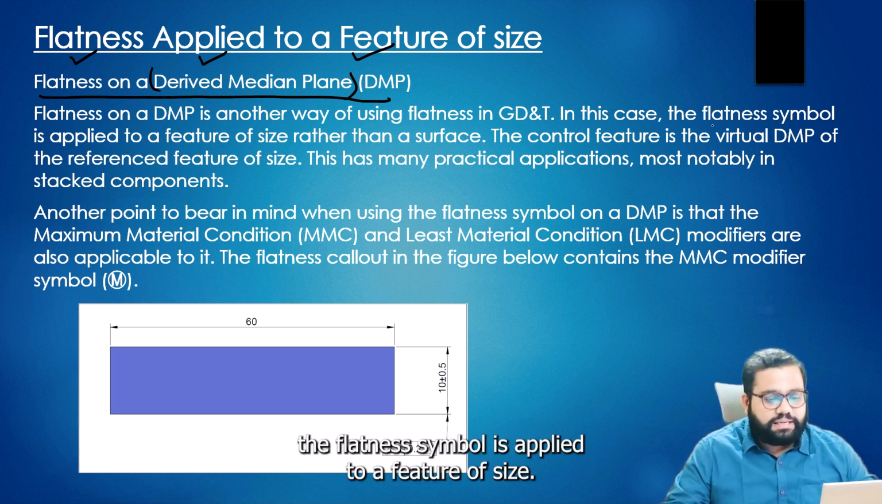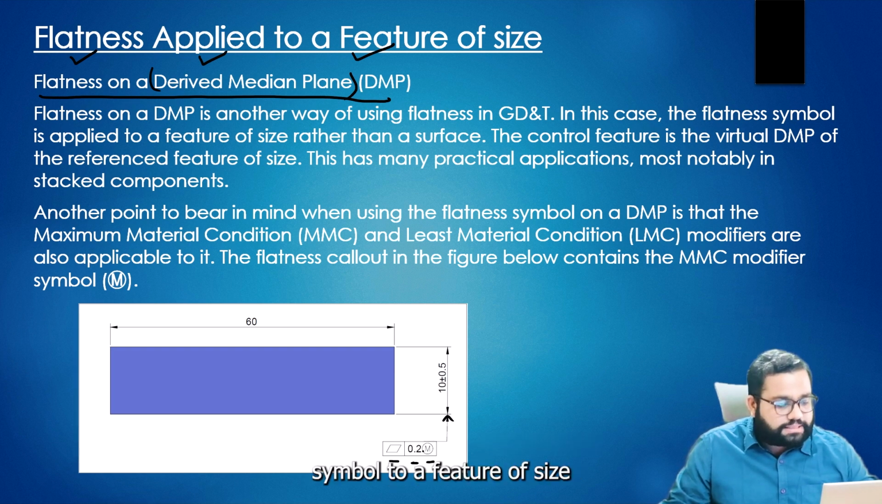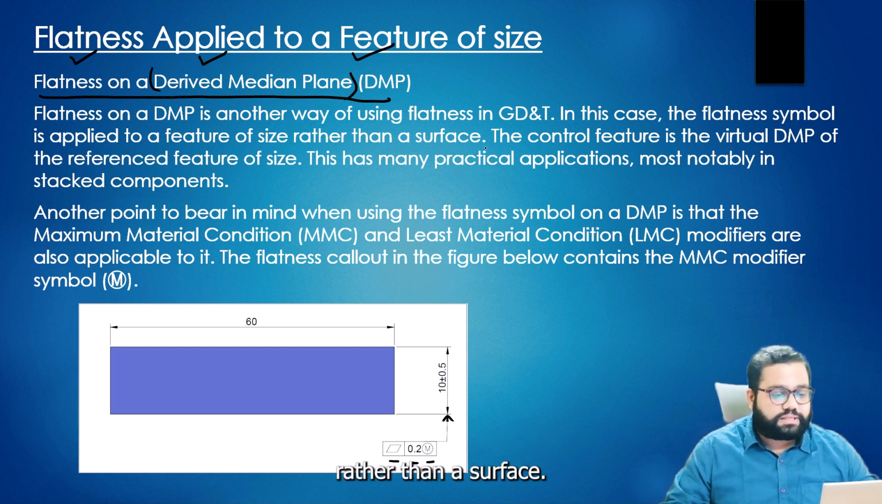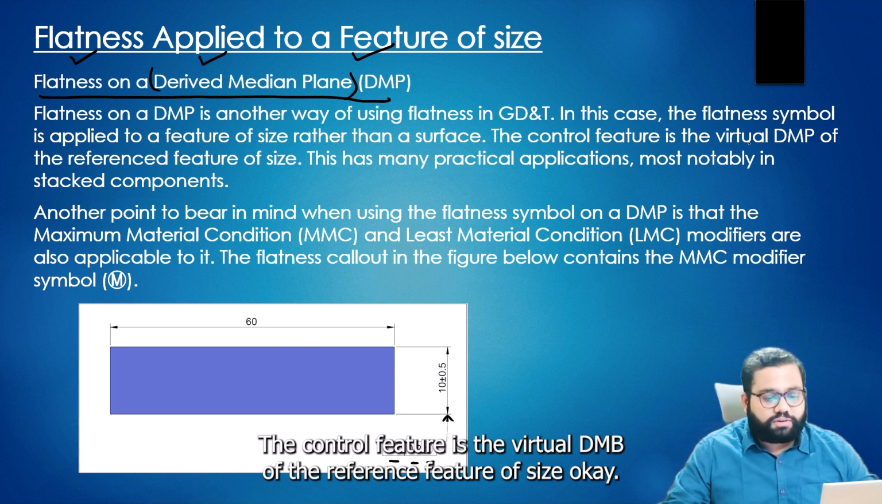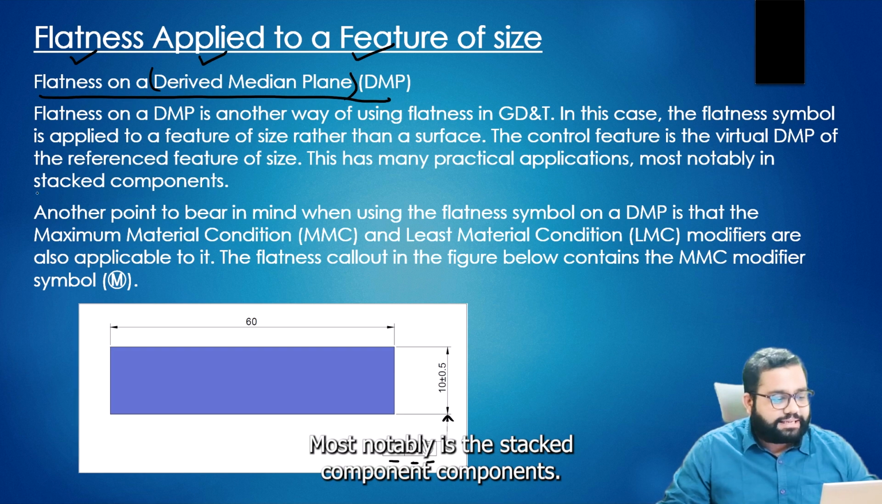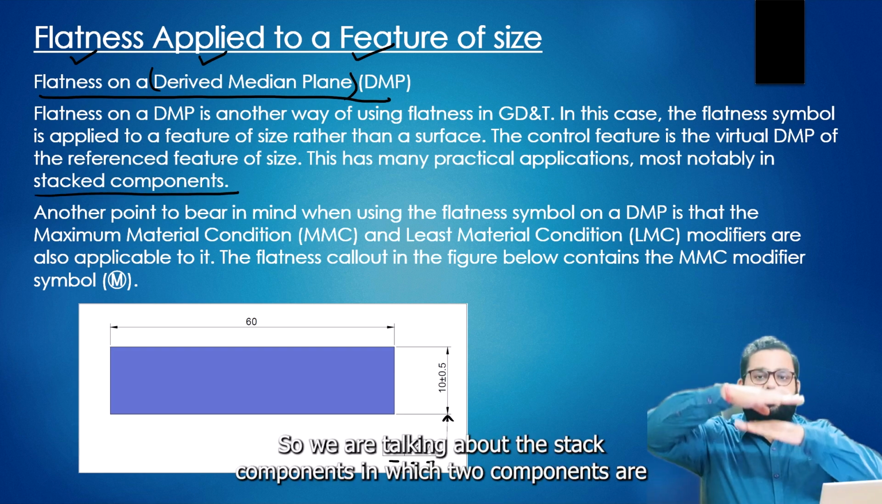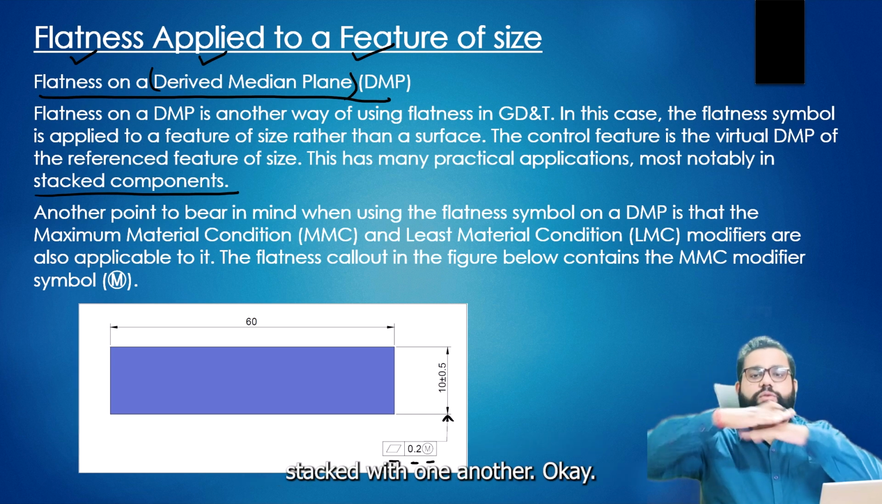In this case, the flatness symbol is applied to a feature of size rather than a surface. The controlled feature is the virtual DMP of the referenced feature of size. This has many practical applications, most notably stacked components, in which two components are stacked with one another.